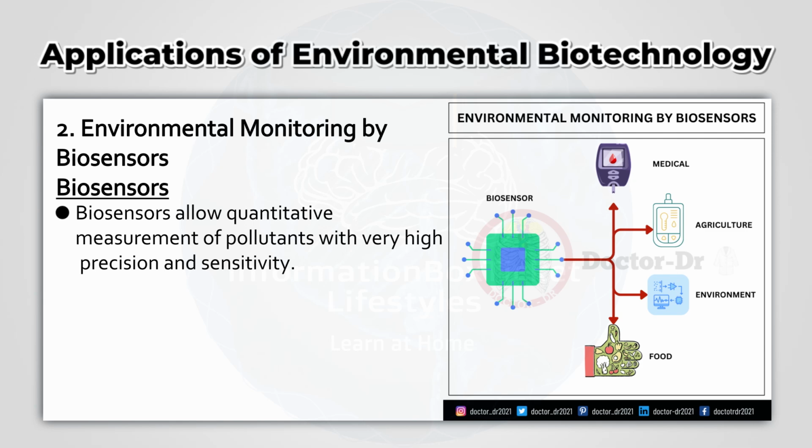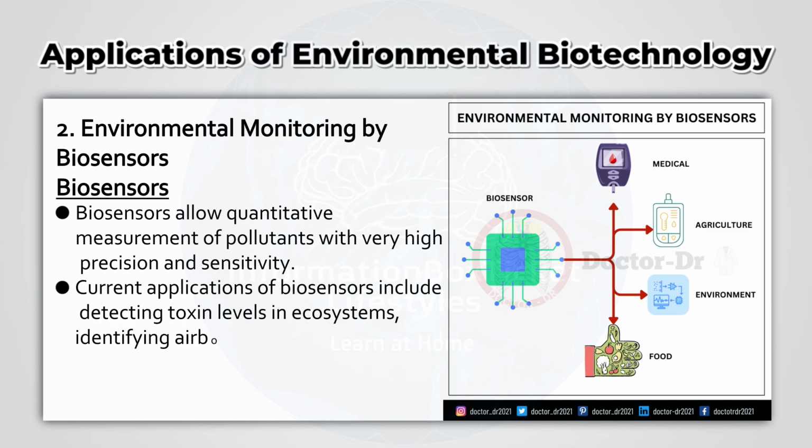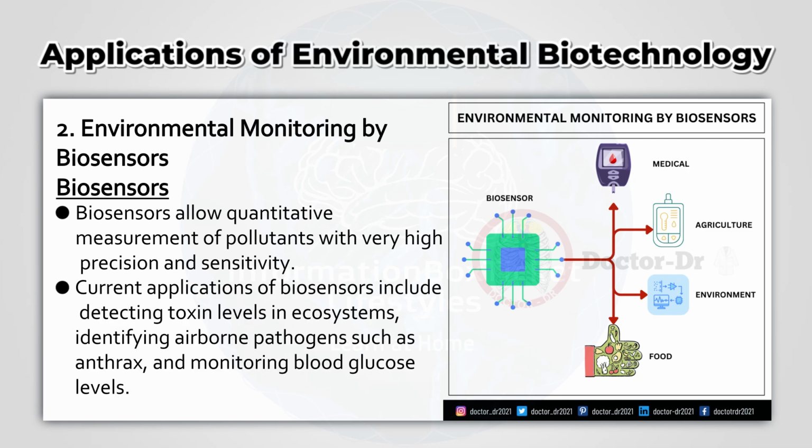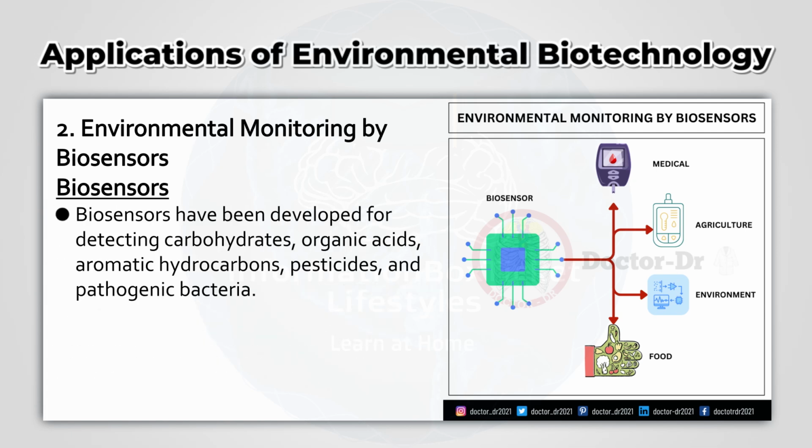Biosensors allow quantitative measurement of pollutants with very high precision and sensitivity. Current applications of biosensors include detecting toxin levels in ecosystems, identifying airborne pathogens such as anthrax, and monitoring blood glucose levels. Biosensors have been developed for detecting carbohydrates, organic acids, aromatic hydrocarbons, pesticides, and pathogenic bacteria.